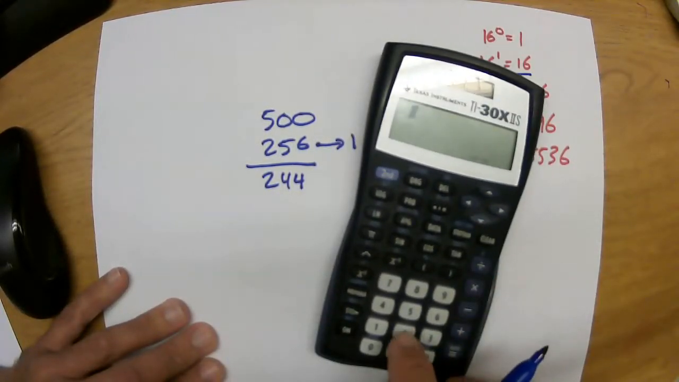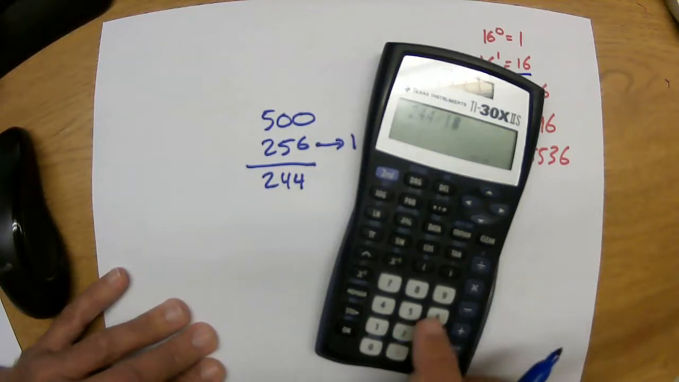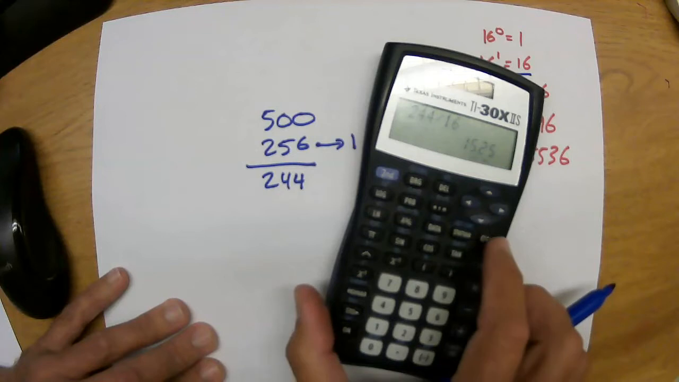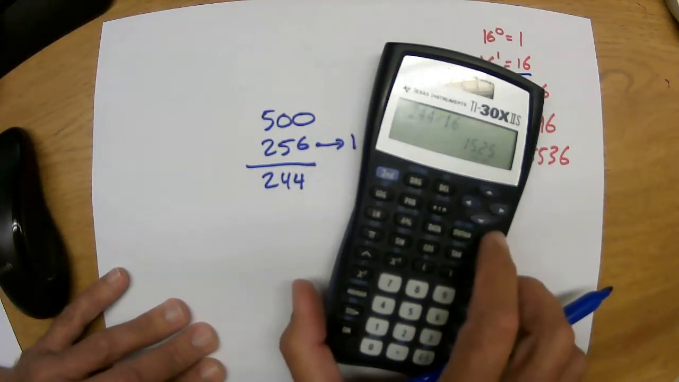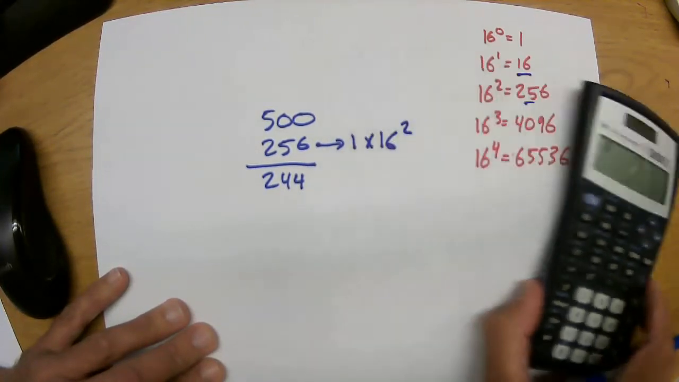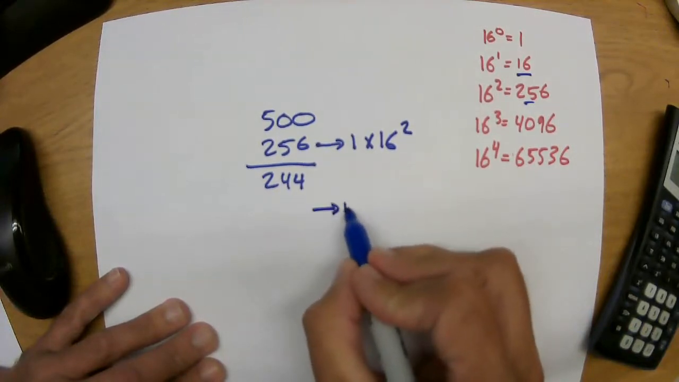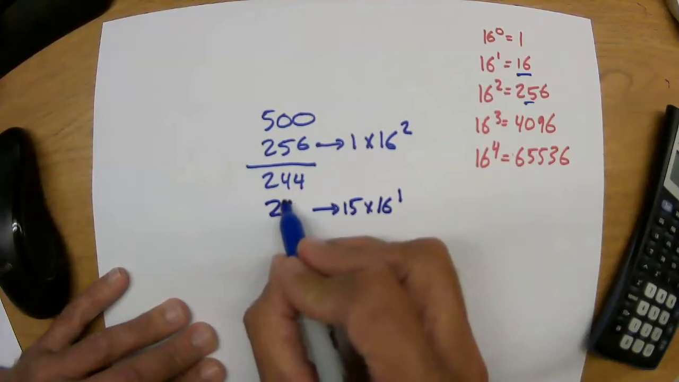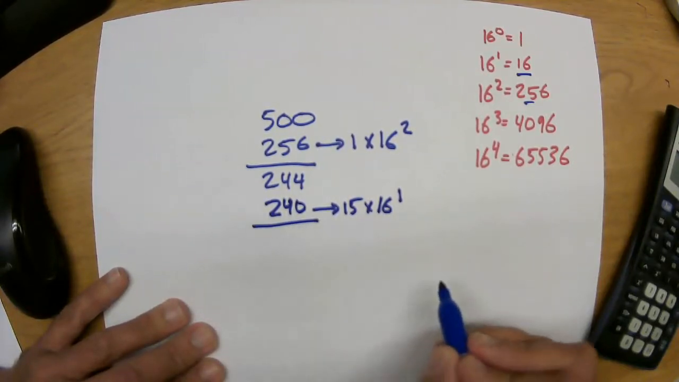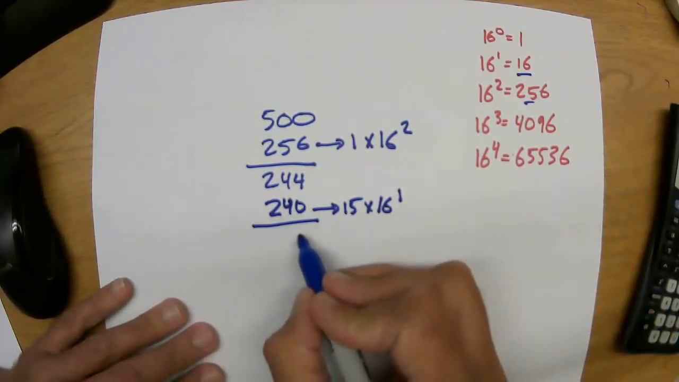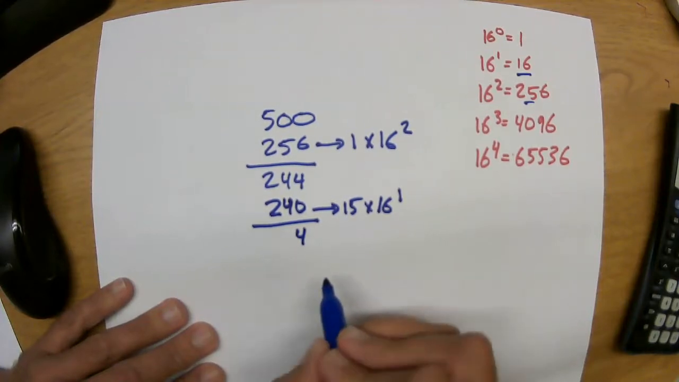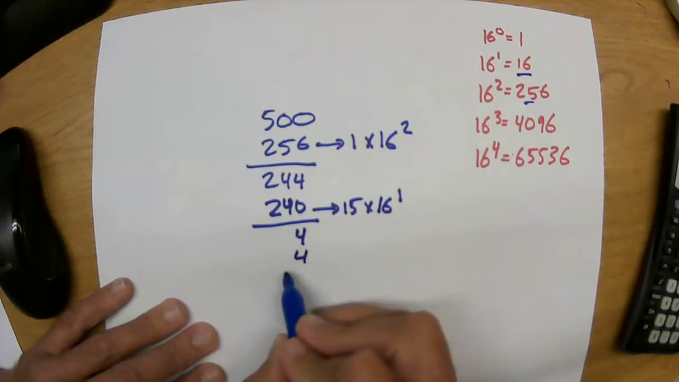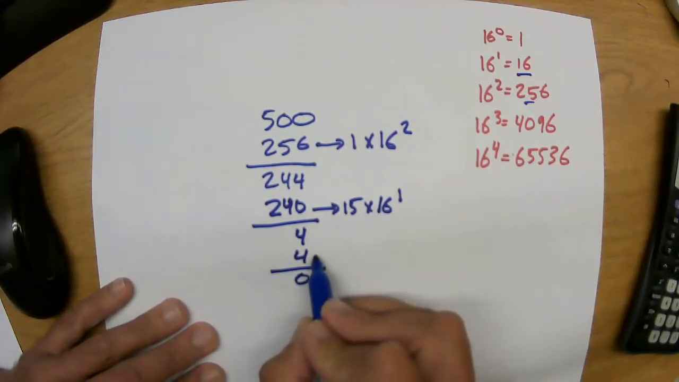So I'm going to do 244 divided by 16. And I can take away 15.25 of them, but I'm only doing whole powers. So I'm going to take away 15. So I'm going to subtract 15 times 16 to the first power from that, and that is 240. And then the final difference is 4, and I can take it all away to get 0.